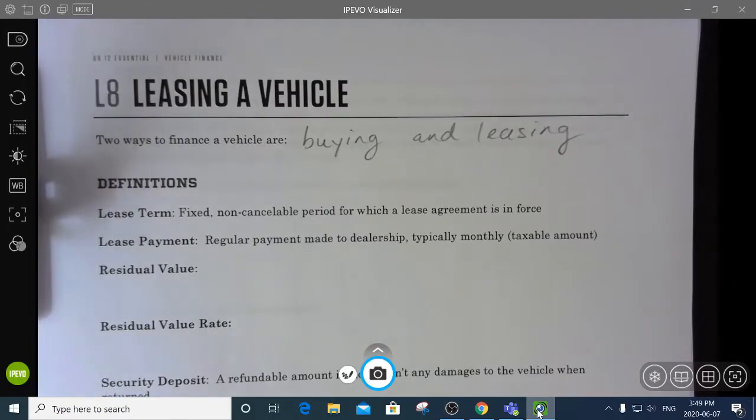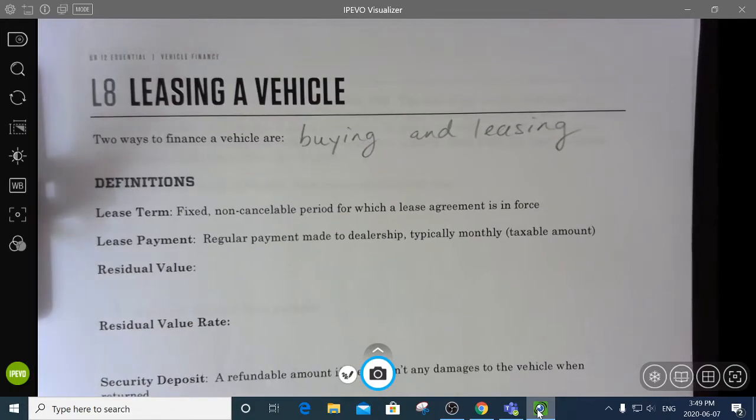Hey there everybody, this is the last lesson for 40S Essential Math. We're going to put lessons 8 and 9 together from your vehicle finance booklet.